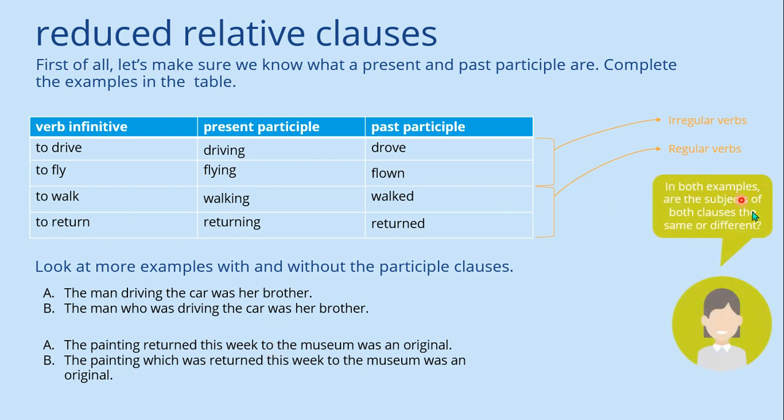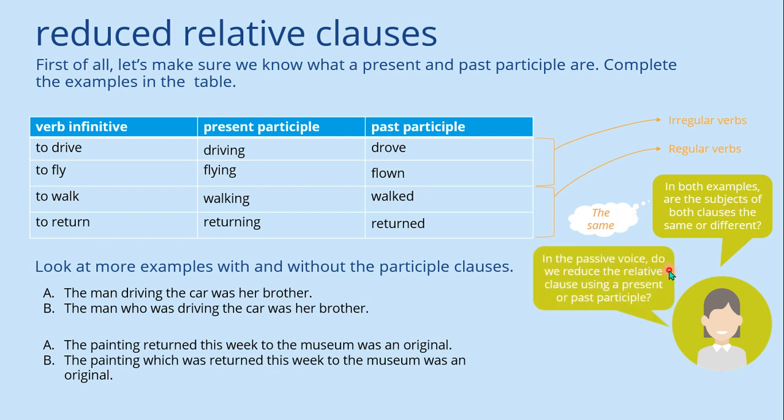In both examples, are the subjects of both clauses the same or different? The meaning is, the man driving the car, the man was a brother. Is it the same? Yes. Who was driving the car? The man. Who was a brother? The man. Similar. The painting returned this week to the museum was an original. What was returned this week? The painting. What was an original? The painting. Similar. Right? That is the reason both subjects of the sentences are the same.